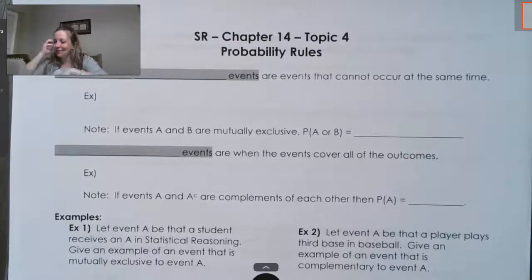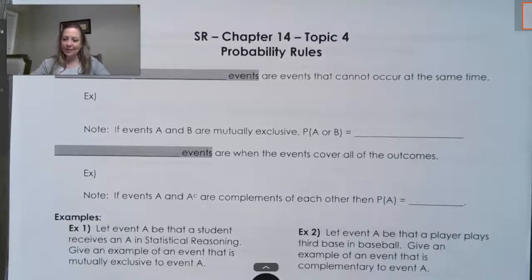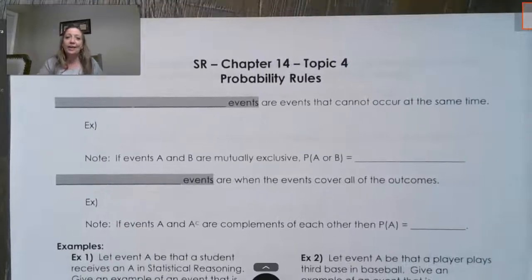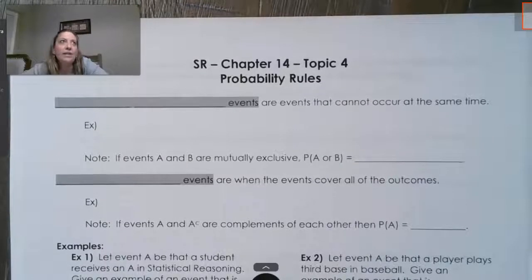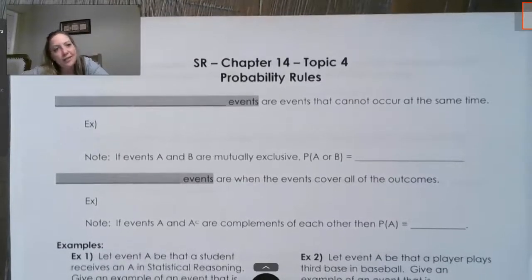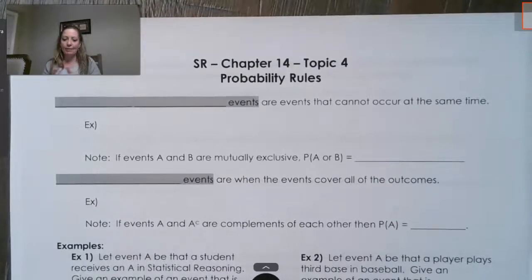Hi, today we're going to be looking at topic 4 for chapter 14, which is about some probability rules. So we looked at doing probability, particularly using combinations the other day. Now we're going to look at some special probability rules that will help us with some other types of questions.